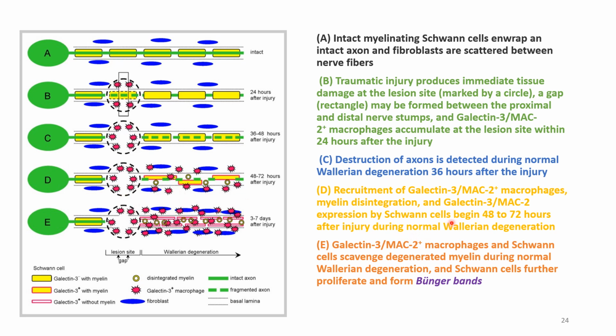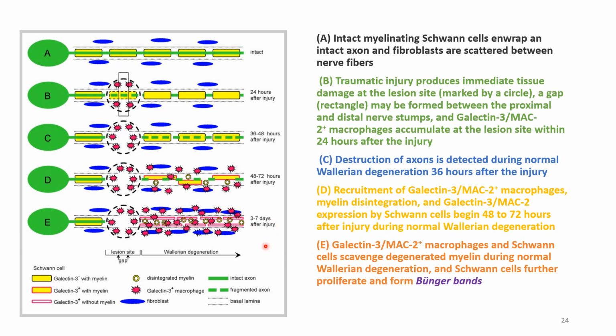And galectin-3 MAC2 expression by Schwann cells also begins 48 to 72 hours after injury during normal Wallerian degeneration. So to attract these macrophages, our Schwann cells are also expressing galectin-3 so that macrophages can be attracted towards that.